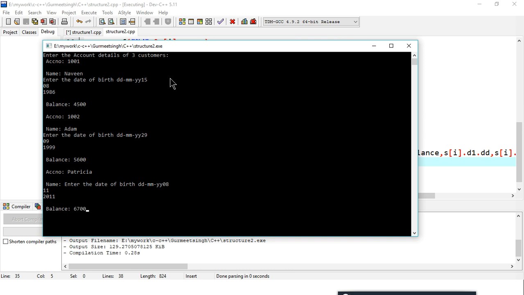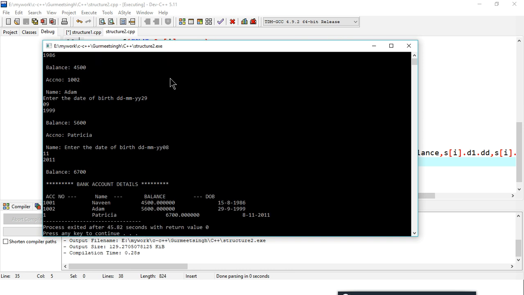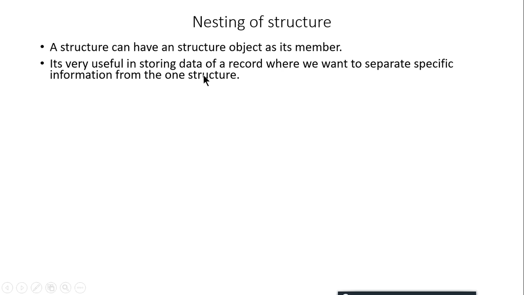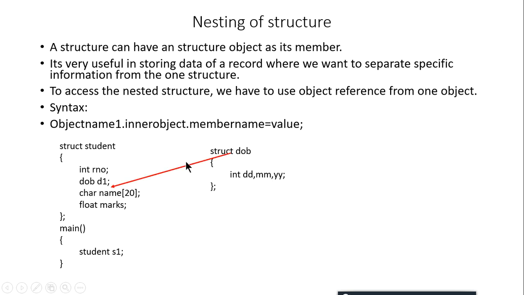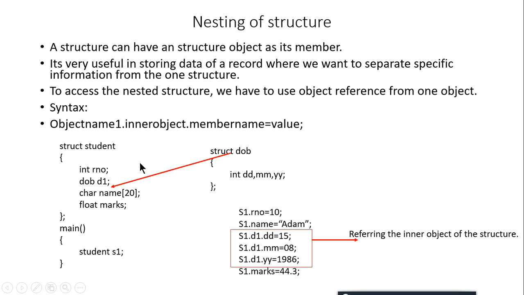Balance here as well, I can put any value. So there you go, this date of birth information can also be stored here. Okay, so you can place a structure inside a structure, or you can say nesting of structures. I have done it for you and referred to it in this way. I have created a separate structure date of birth and call this date of birth inside the structure student.